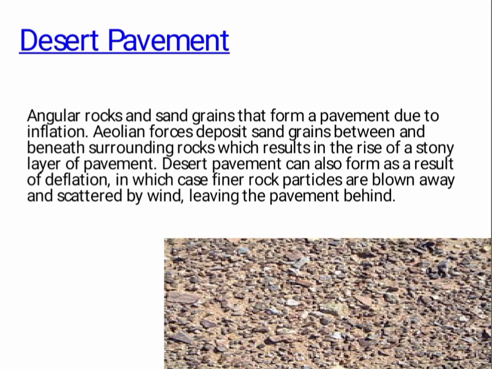The next is desert pavement. Angular rocks and sand grains that form a pavement due to inflation. Aeolian forces deposit sand grains between and beneath surrounding rocks, which results in the rise of a stony layer of pavement. Desert pavement can also form as a result of deflation, in which case finer rock particles are blown away and scattered by winds, leaving the pavement behind.